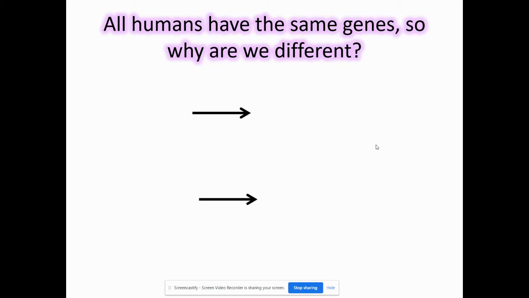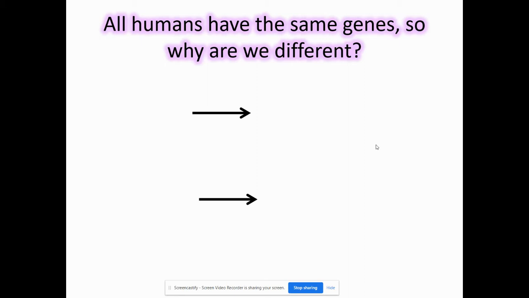Let's take an example. I've got blue eyes. We've all got genes for eye colour. We've all got genes that encode the protein that makes a pigment that makes your eyes a certain colour. So why do we all have different coloured eyes? Why do we all have different coloured skin, different coloured hair? Why are we all different heights? And so on. And the answer is yes, we've all got the same genes.